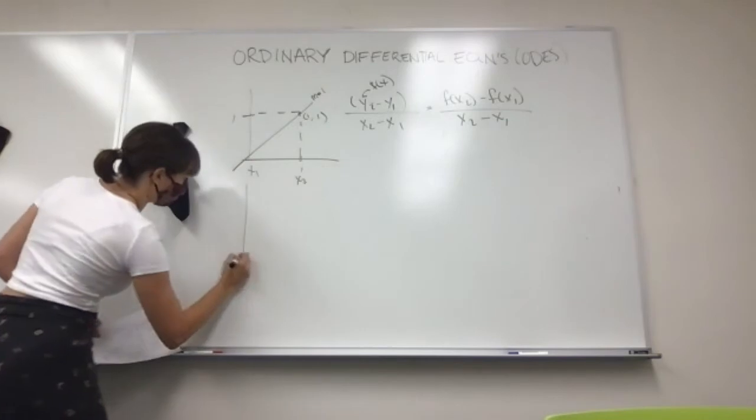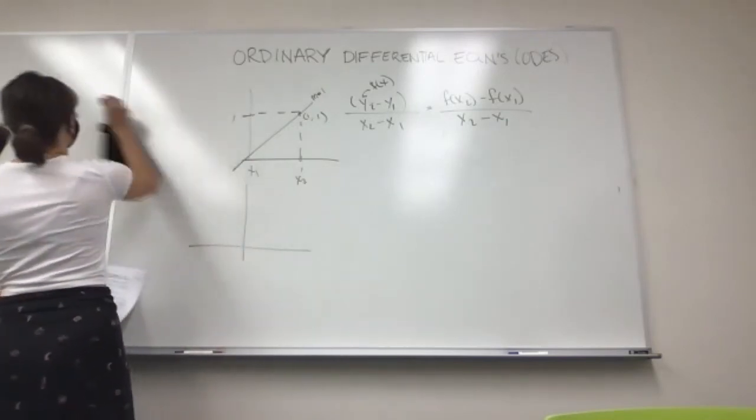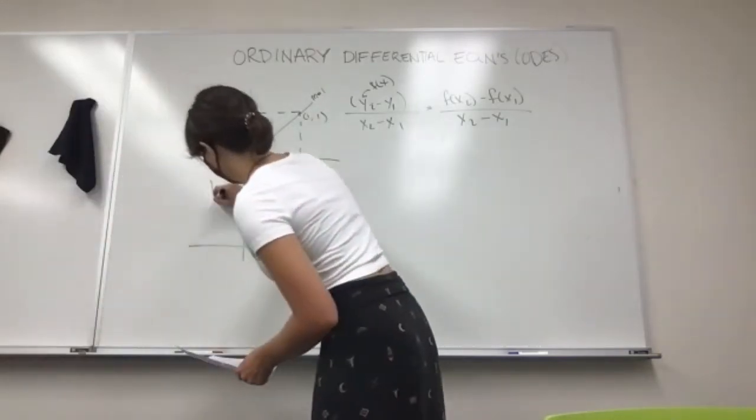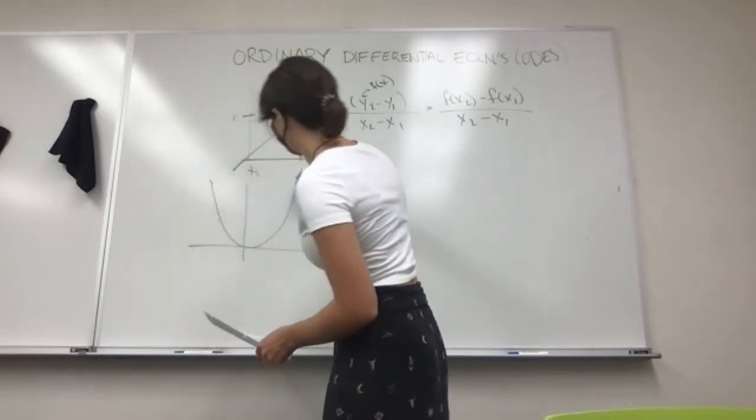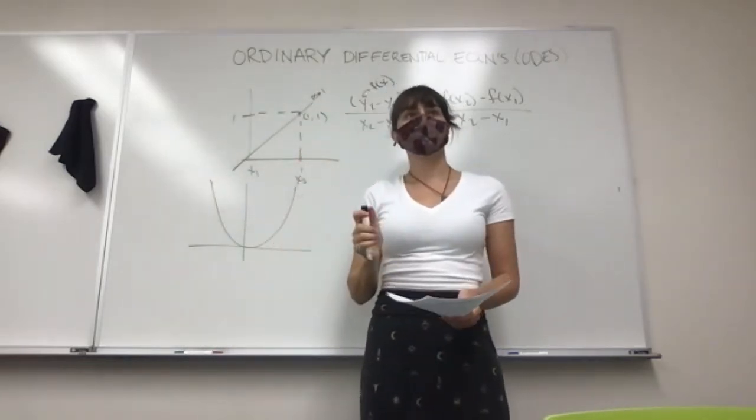Okay, so we've got our straight line, but now what if our line is not straight? What if we have a curve? Wait, can you repeat the f of x2 part?